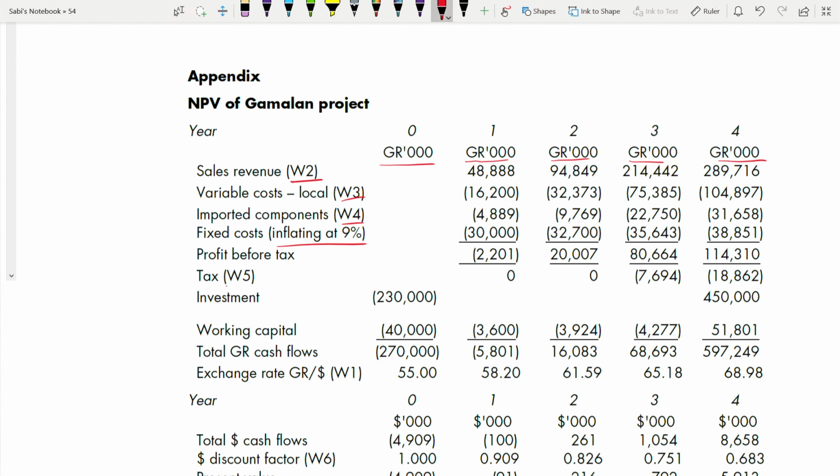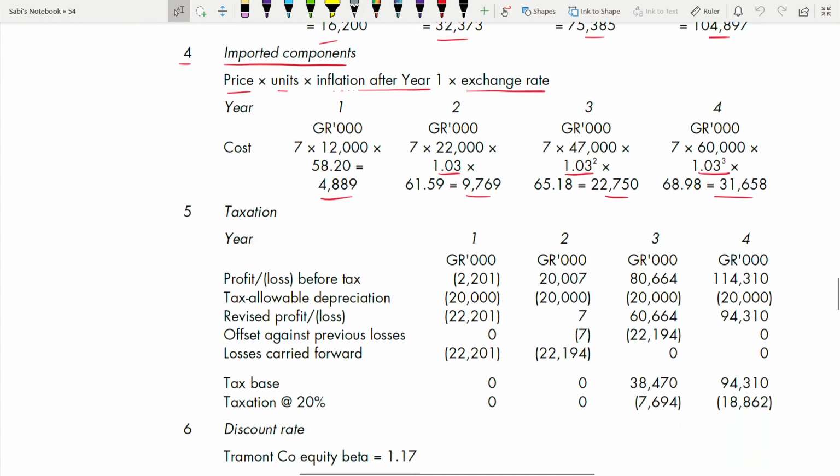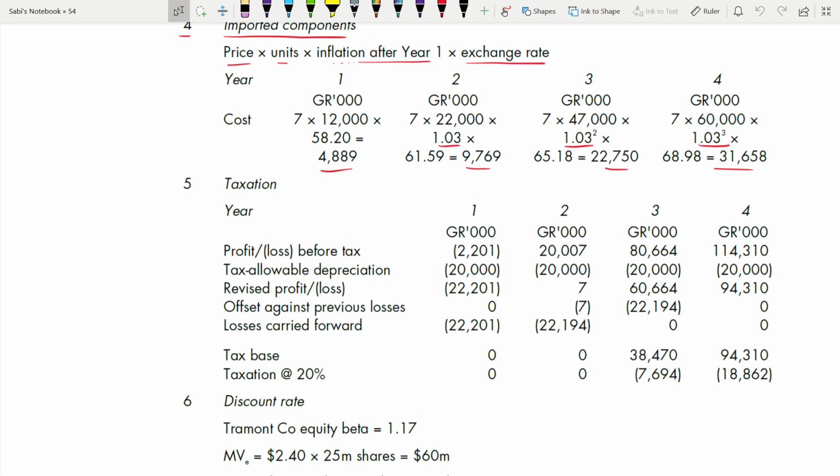Working 5. Separate working for tax. Tax always requires some working. So let's go to working 5, taxation. If you see, it's a huge working, right? Usually taxation is not so big. It's a very small amount. Not much working is needed. But sometimes it is, as in this question.